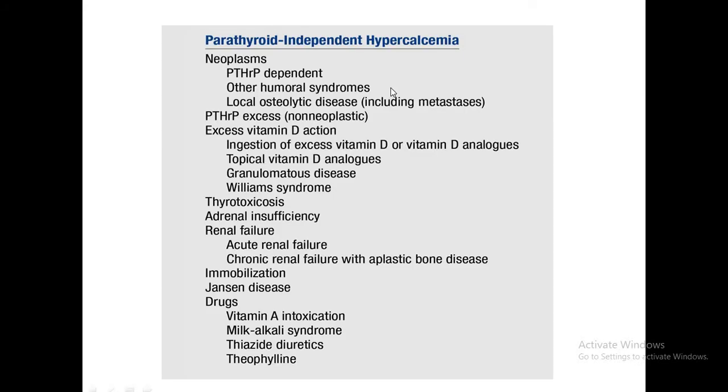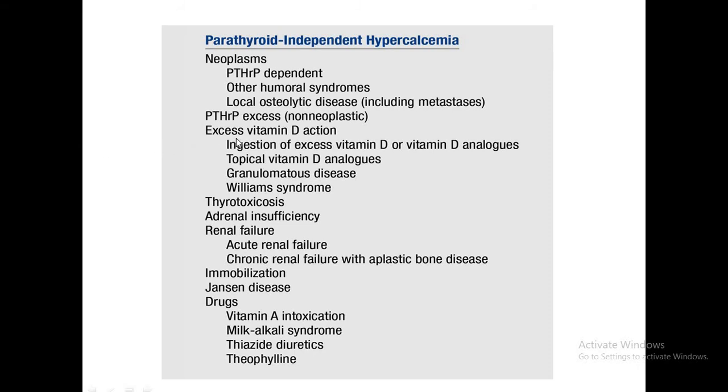These are the causes of parathyroid independent hypercalcemia. The number one cause is neoplasms, which could be PTH-RP dependent, or other humoral syndromes, or a local osteolytic disease including METs. There could also be a non-neoplastic PTH-RP excess.